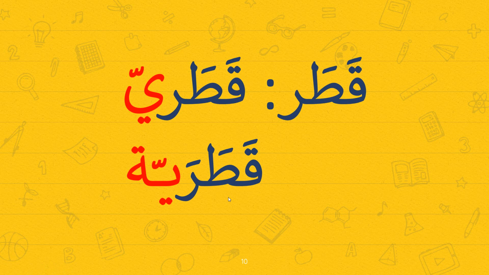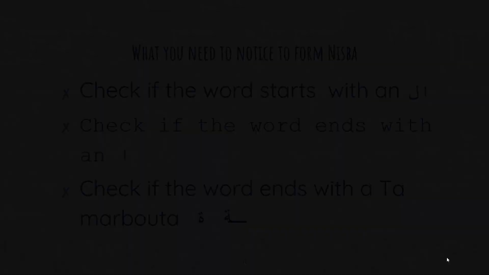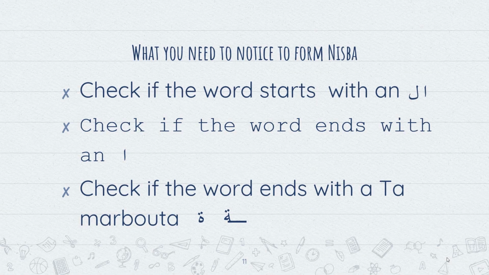Let's recap. You need to notice the following things to form النسبة. First of all, you have to check if the word starts with an L. If the word starts with an L, you will have to delete that L and then add the ya with a shadda to the end of the word. You also have to check if this word has an alif in the end.